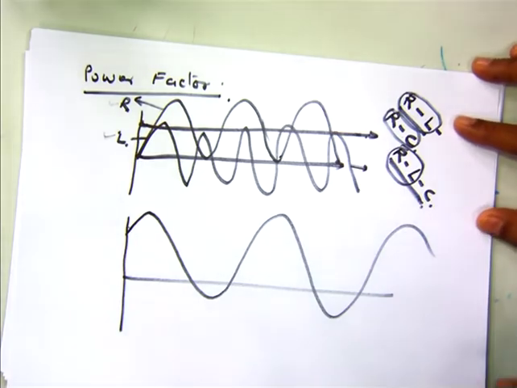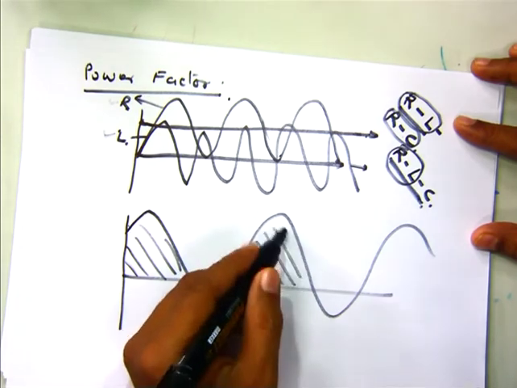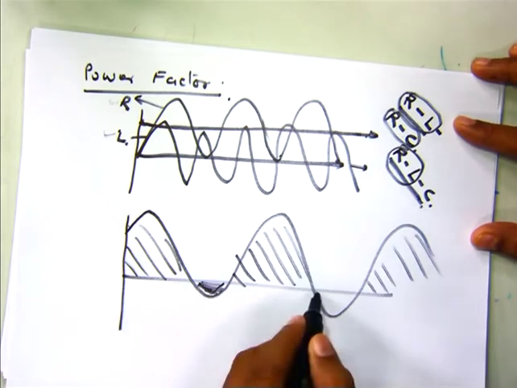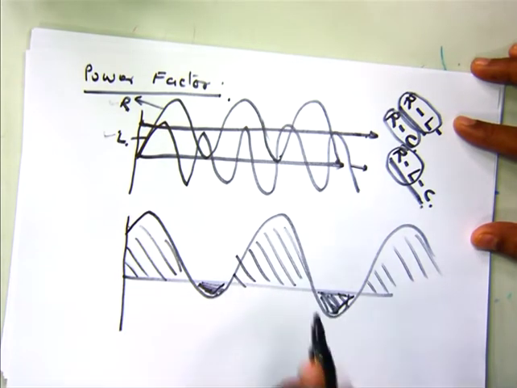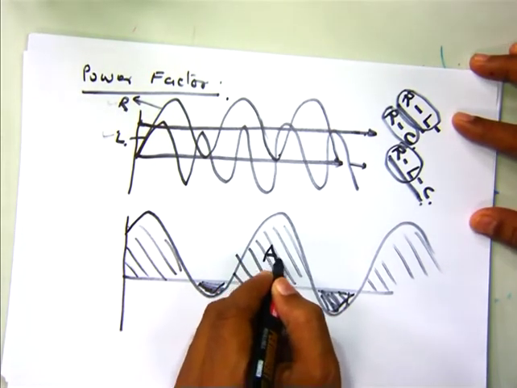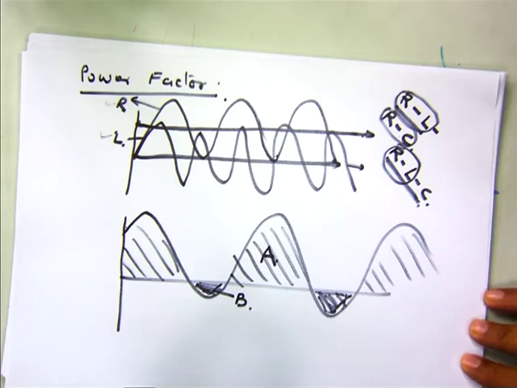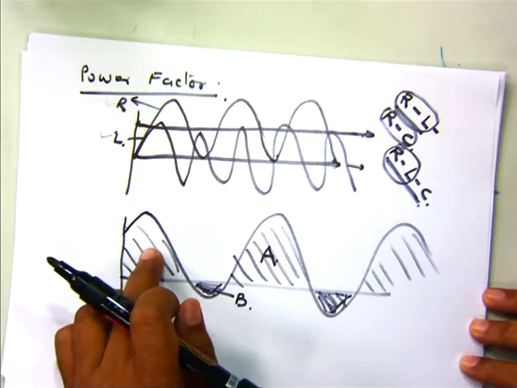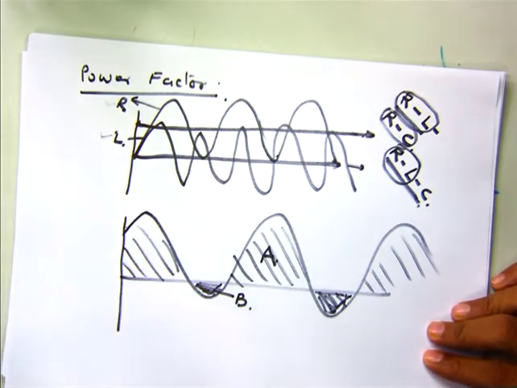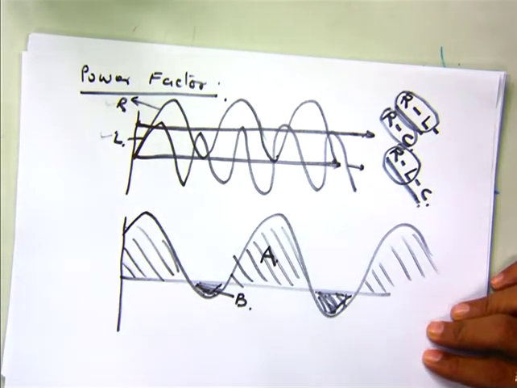Now from this power waveform, we can see that this portion is positive and this portion is negative. Let us say the positive is A and the negative is B. We can say that the positive is the power which is being used by the circuit, and this is the power which is not being used but is transferring because it is negative, so it is extracted back by the source.